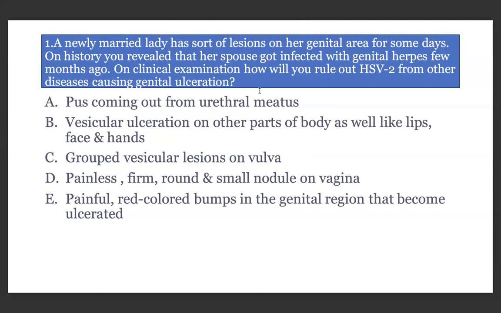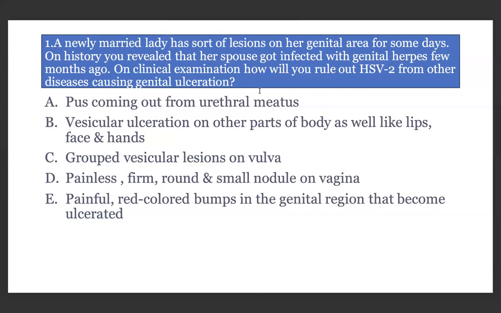Option A is pus coming out from the urethral meatus. B is vesicular ulceration on other parts of the body as well, like lips, face, and hands. C is grouped vesicular lesions on the vulva. D is a painless, firm, round, and small nodule on the vagina. E is a painful red colored bump in the genital region that becomes ulcerative.